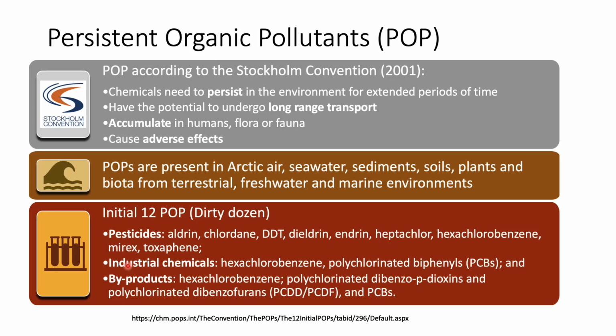Basically these are pesticides, industrial chemicals and byproducts. So what are the pesticides? Aldrin, chlordane, DDT, dieldrin, endrin. So there are various compounds which are given, and the industrial chemicals include hexachlorobenzene and PCBs. And when we talk about the byproducts, these are hexachlorobenzene, polychlorinated dibenzo-p-dioxins, PCDD, PCDF and PCBs etc. So all these 12 different types of compounds are called the dirty dozen.